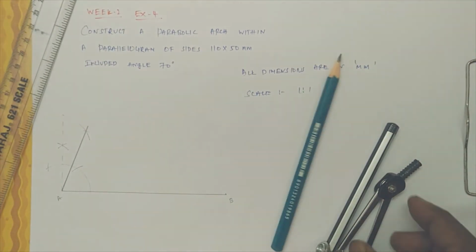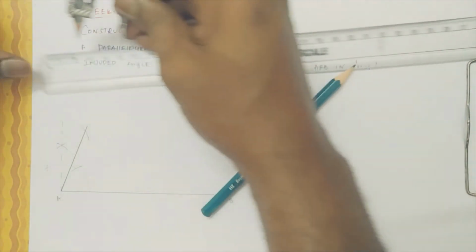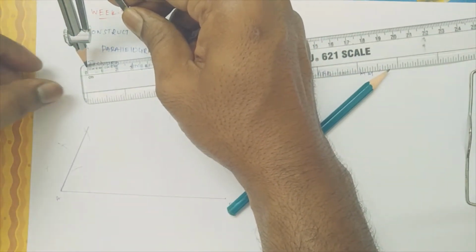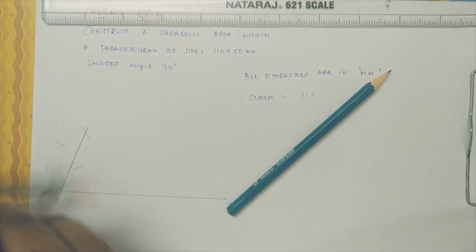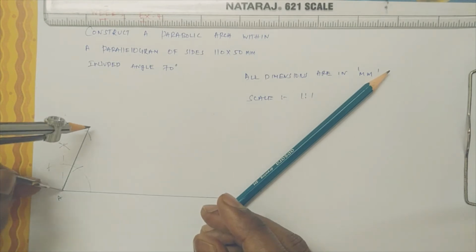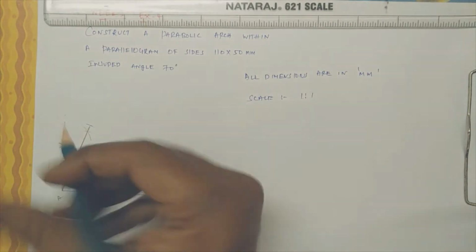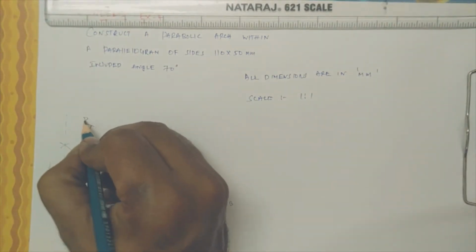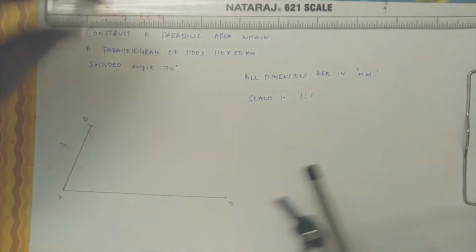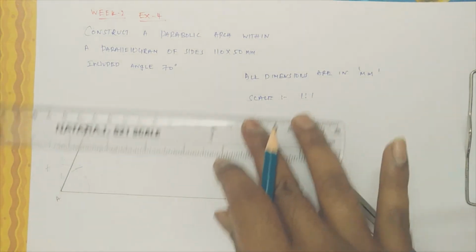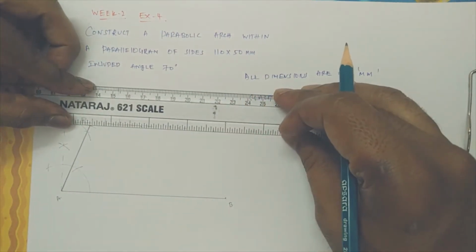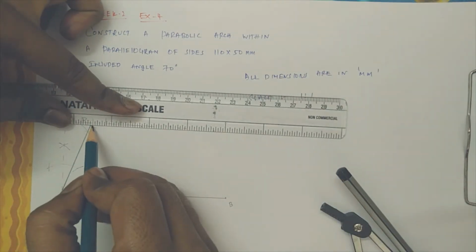So now I need the sides of the parallelogram, which are 50 mm. I'm measuring 50 mm. Let it be. I just intersect here. So that is a point. Let it be ABC, let it be D. Again, I'm making the horizontal line parallel to AB to finish the parallelogram.